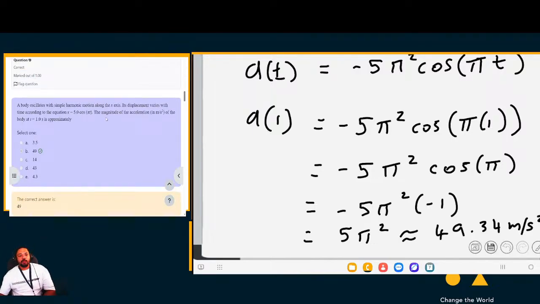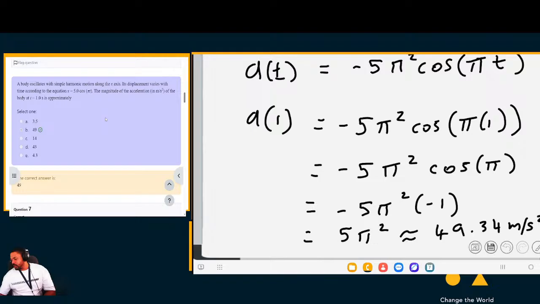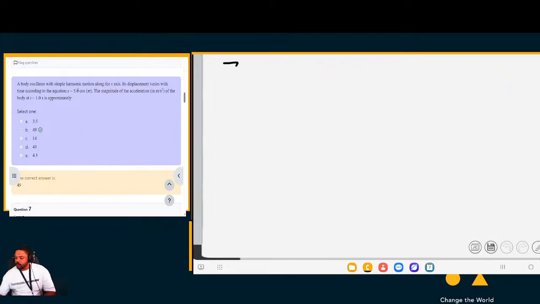You were given the position in terms of time. You just had to find the acceleration, and you do that by just constantly differentiating. Okay, let's move on to the next problem. Are there any questions? If you have any questions, you can ask now, but it's a relatively simple problem. Feel free to ask and I will explain again.